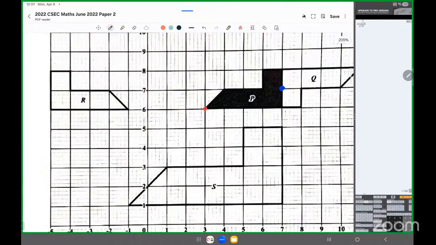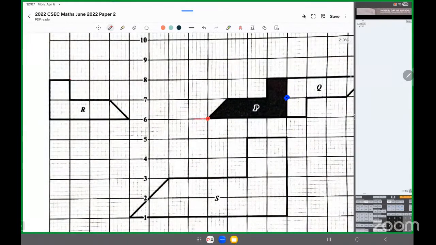You want to go 2 to the left. This point is coming to here first. That's 2 to the left. Then 3 up. 1, 2, 3 up to here. So this point is going to come to here.